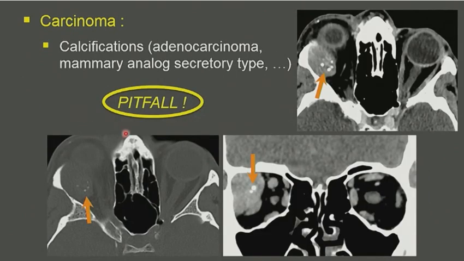It is because it has calcifications. And calcifications are very common, actually, in adenocarcinomas, ductal carcinomas. This here was a mammary analog secretory type of carcinoma that's been recognized as a new entity, quite common in lacrimal glands. And it's very important not to misdiagnose these calcifications as phleboliths, as this was initially read.